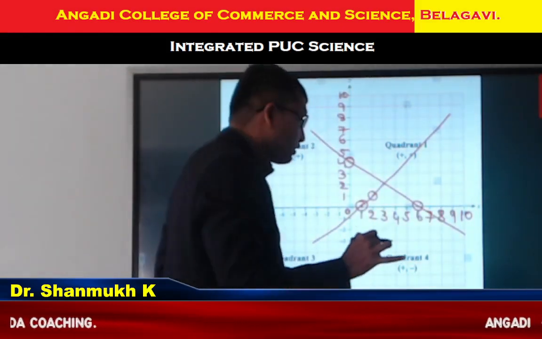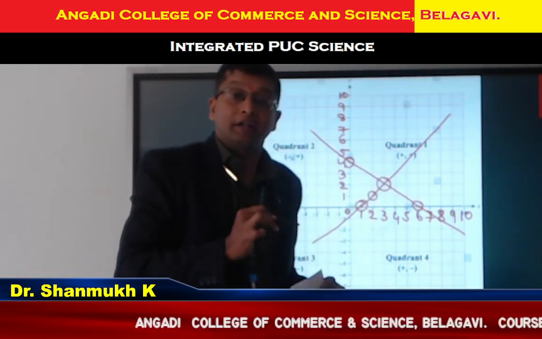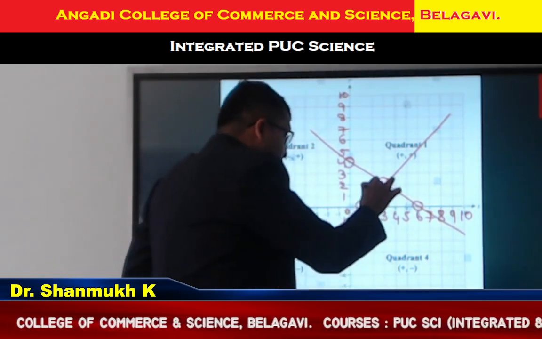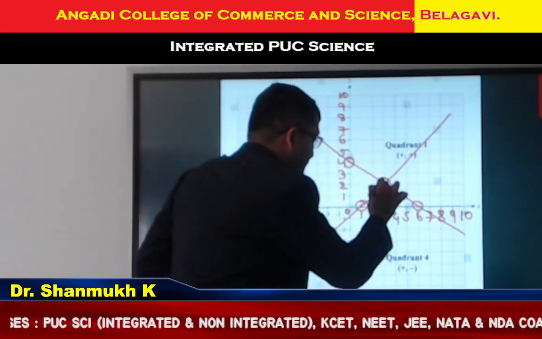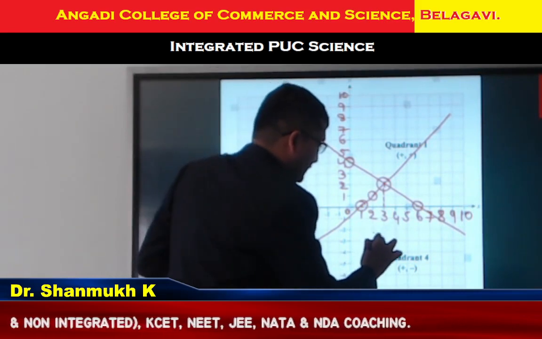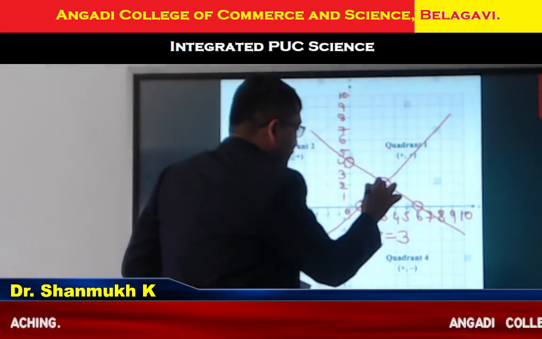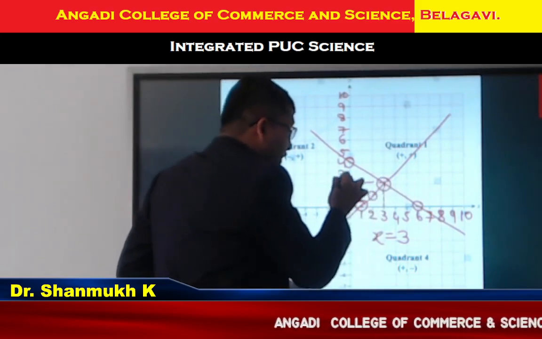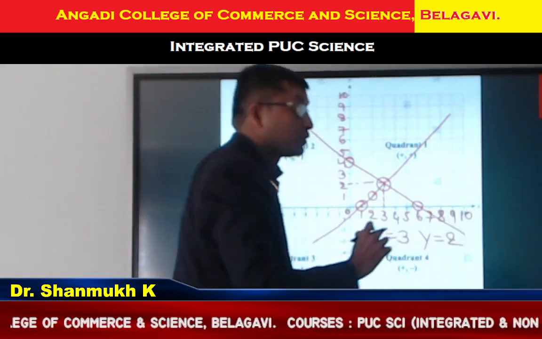Now, dear students, you will observe that the lines intersect at this particular point. This corresponds to the x-axis, so that will be the x value. We observe that the x value is 3 here. And this corresponds to the y-axis, at 2. So we get y equal to 2.